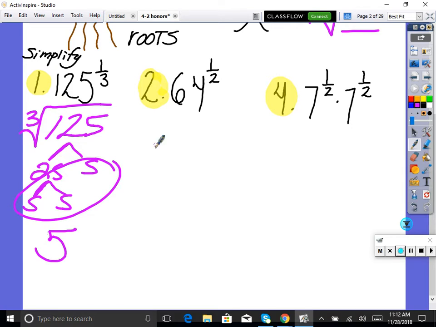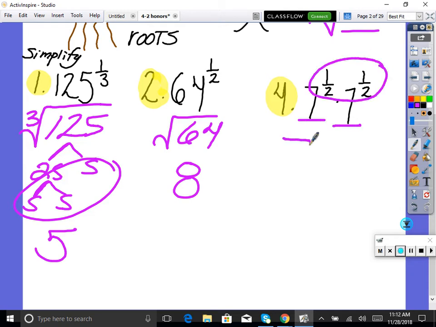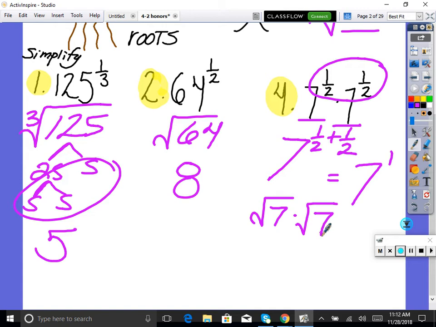Okay, this one is the square root of 64, so our answer would be 8. I want you to see that there are two ways to solve this one. There is the properties of exponents way, which means when you multiply the same base, you add your exponents. Base 7 stays as base 7, and then we would do a half plus a half. So our answer is base 7 to the first power. Another way of doing it is to recognize this is the square root of 7 times the square root of 7. Isn't that what that means? So that's the square root of 7 squared, so the answer is 7. Either way, you get the correct answer: properties of exponents or writing it as a radical.